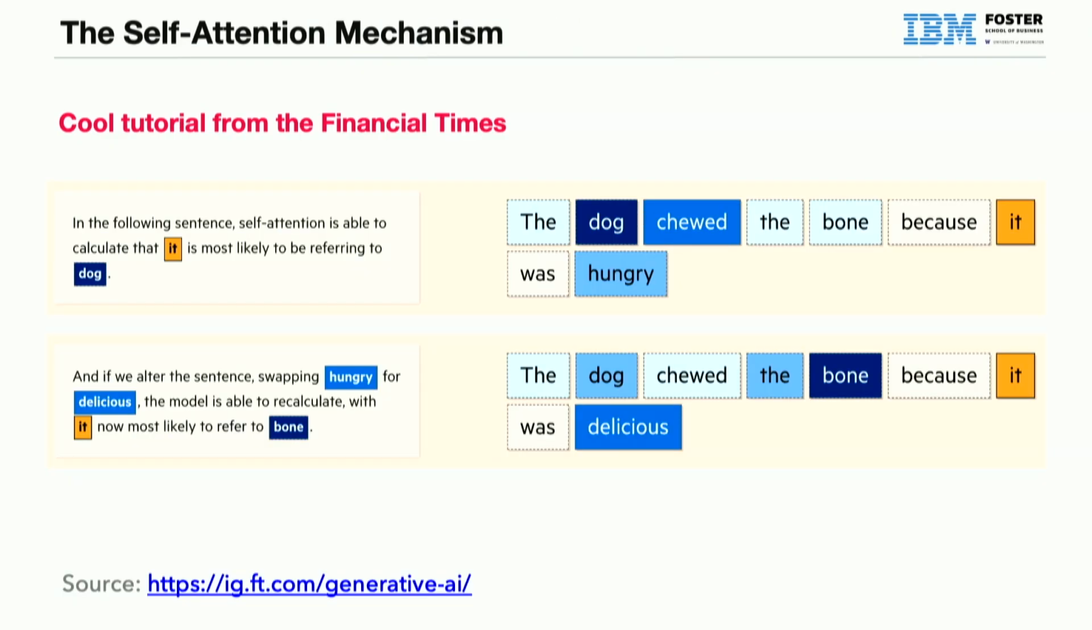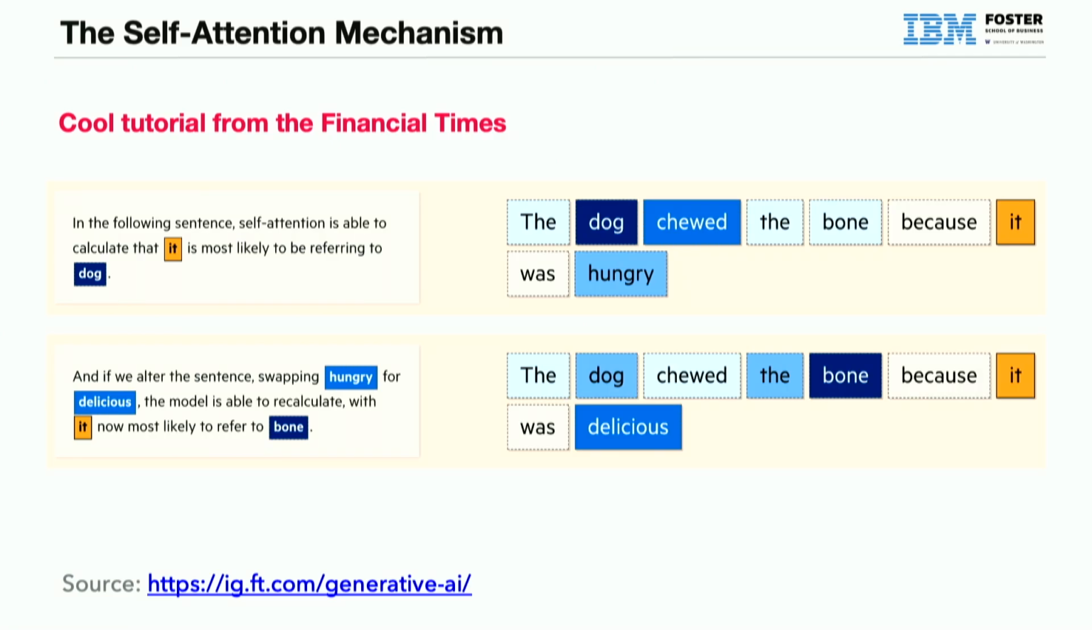And why do we need attention mechanisms? If you take two sentences, for instance, the dog chewed the bone because it was hungry, or the dog chewed the bone because it was delicious, you want to know what this "it" refers to, the dog or the bone. As humans, we immediately understand the context because this adjective "hungry" does not apply to a bone, or this "delicious" does not apply to the dog.